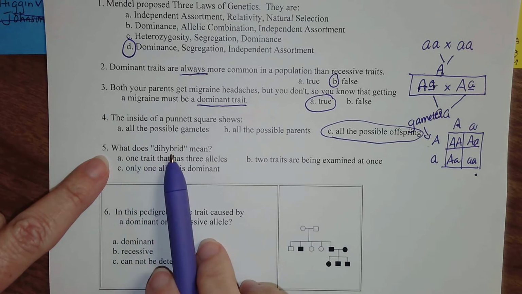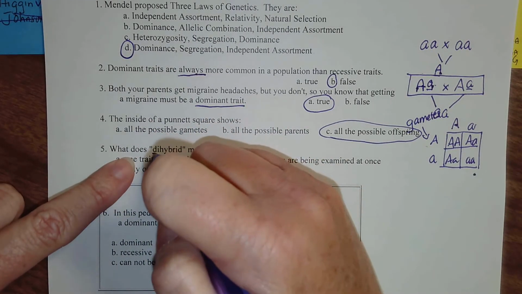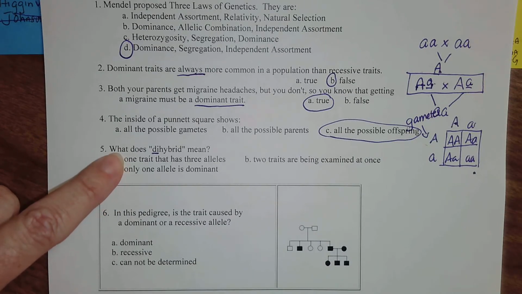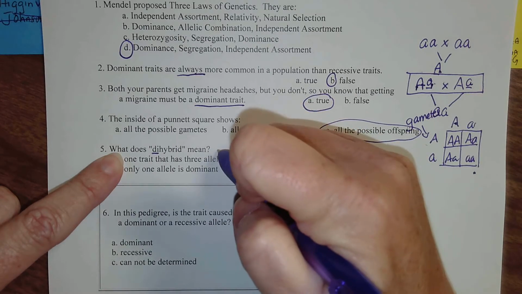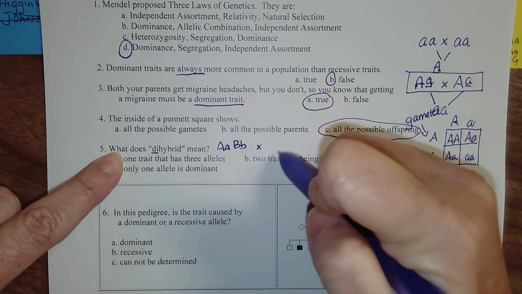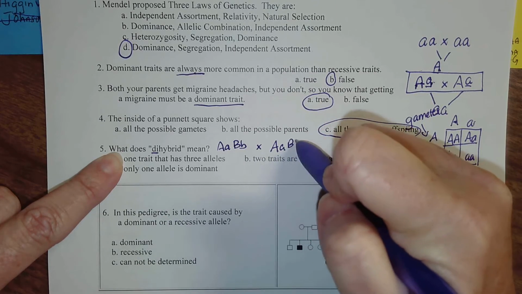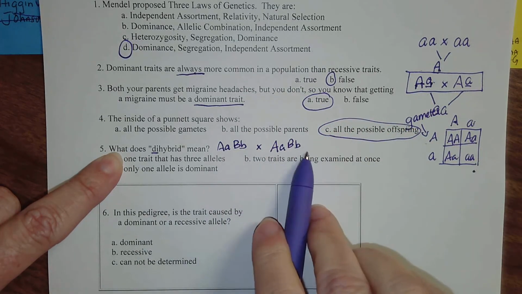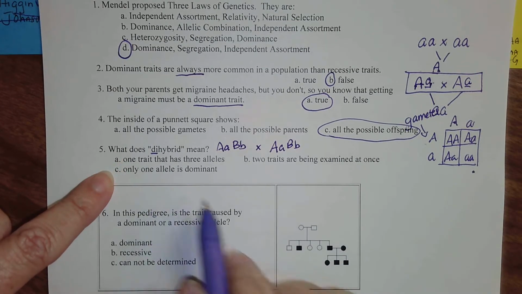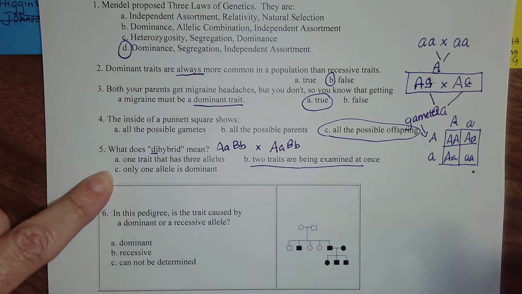All right, what does dihybrid mean? Di means two. Hybrid technically means the same thing as heterozygous. So technically, dihybrid would look like this. It's a two-trait cross where both parents are heterozygous for both traits. But in a generic sense, we just kind of use that term to talk about looking at two traits at one time.